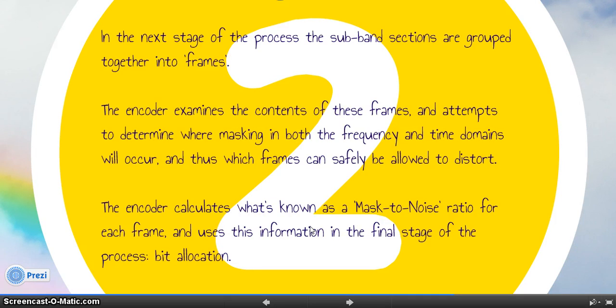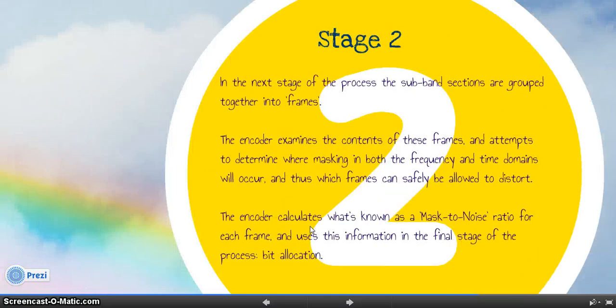the process where sub-band sections are grouped together into frames. The encoder examines the contents of these frames and attempts to determine where masking in both the frequency and time domains will occur, and thus which frames can safely be allowed to distort. The encoder calculates what's known as a mask to noise ratio for each frame and uses this information in the final stage of the process, which is known as bit allocation.